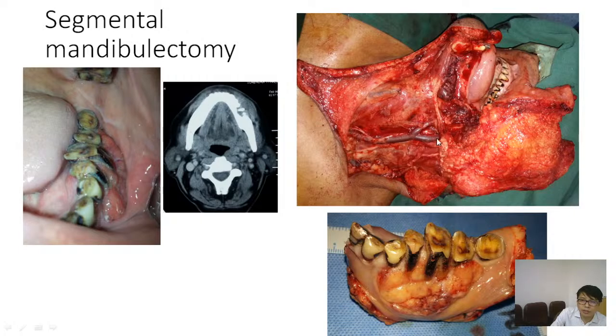This is after doing modified radical neck dissection, that is type 2, preserving the IJV and the spinal accessory nerve, and segmental mandibulectomy, which we call a composite resection or commando surgery.